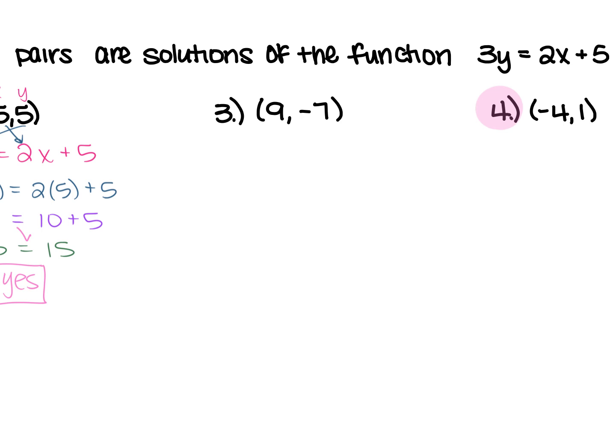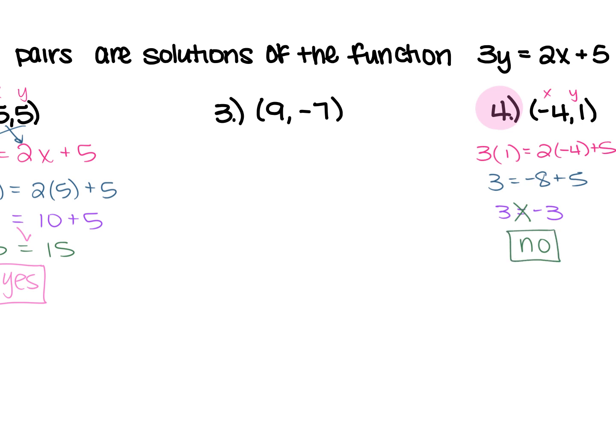The next one we're going to look at is number 4, which is the ordered pair negative 4, 1. So that negative 4 is going to be our x, the 1 is going to be our y. That's going to give us 3 times 1 is equal to 2 times negative 4 plus 5. 3 times 1 is 3. 2 times negative 4 is negative 8 plus 5. Negative 8 plus 5 gives us negative 3. So 3 is equal to negative 3 is a false statement. That means that negative 4, 1 is not a solution.